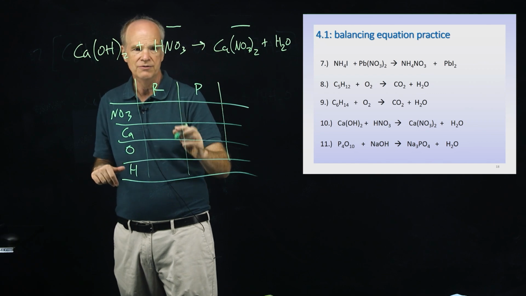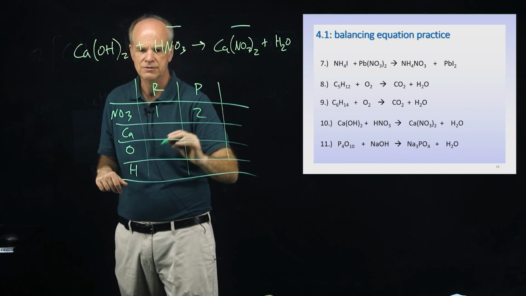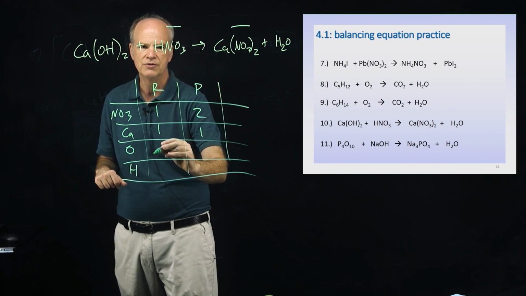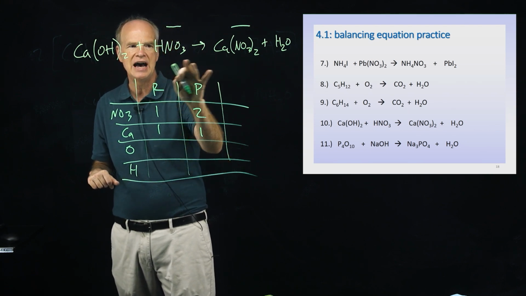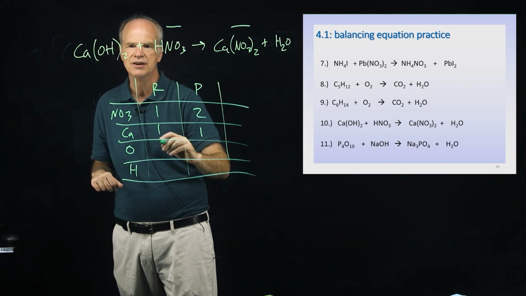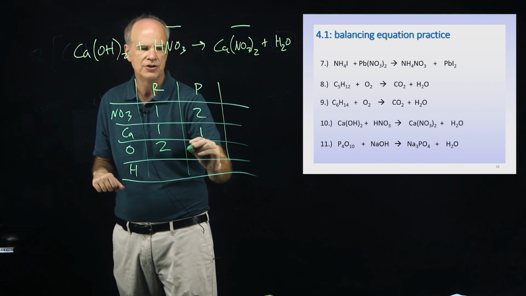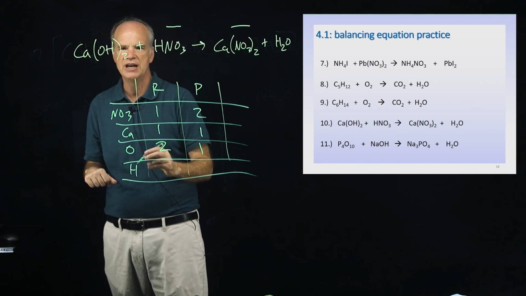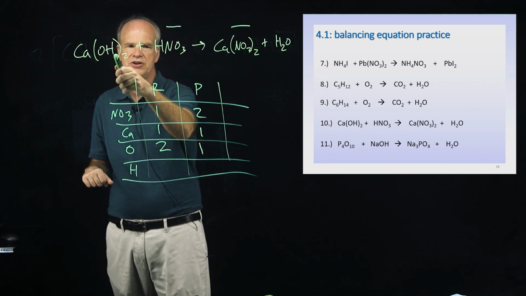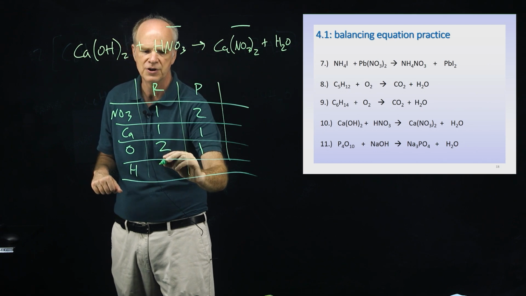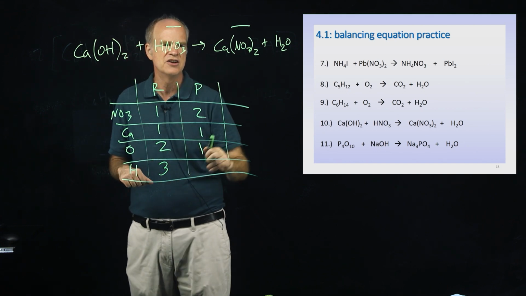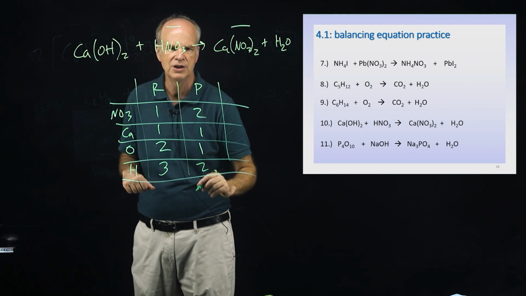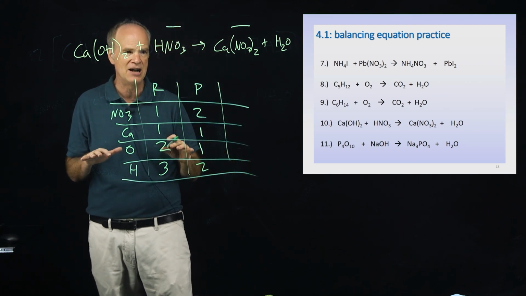But first, let me do a count. Sorry about that. There we go. Calcium, 1 here, 1 there. Oxygens, okay, this is oxygens outside of the nitrate, so keep that in mind. There's 2 oxygens here, there's 1 here. And then hydrogens, let's see, what do we have? We have 2 hydrogens here, 1 here, we have 3. And how many hydrogens do we have on the right? On the product side, it looks like we have 2. Okay, so we can go ahead and try to start to balance this.